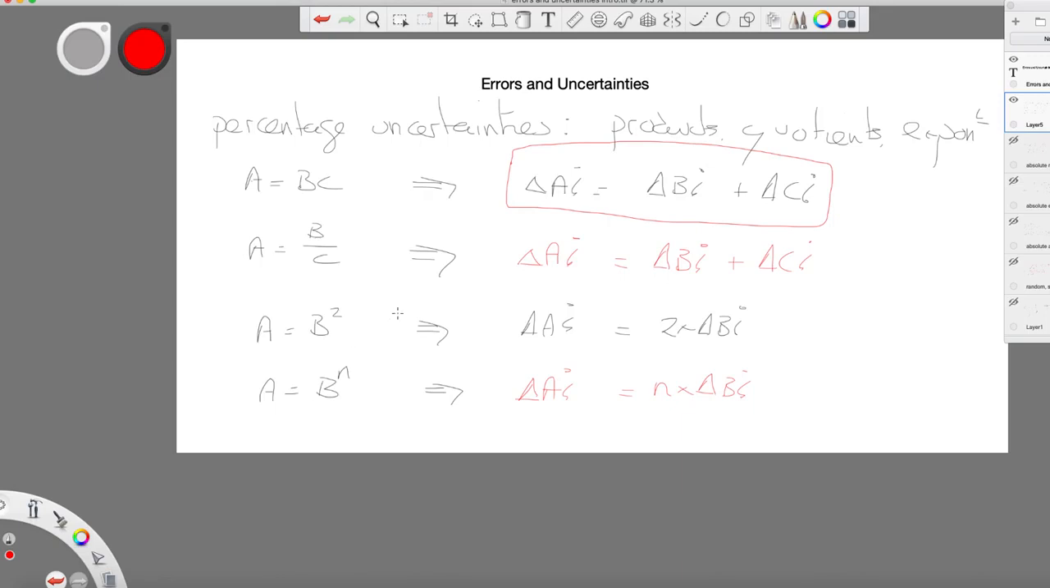So percentage uncertainties are the most commonly used. And I should say at this point that all we're doing is looking for a feeling for the uncertainties. We're not rigorously establishing them in some kind of statistical manner. This is just a broad impression of the uncertainties.